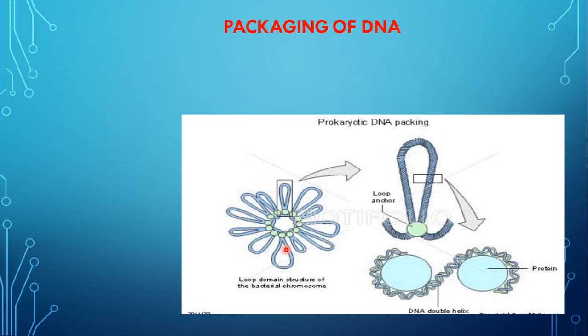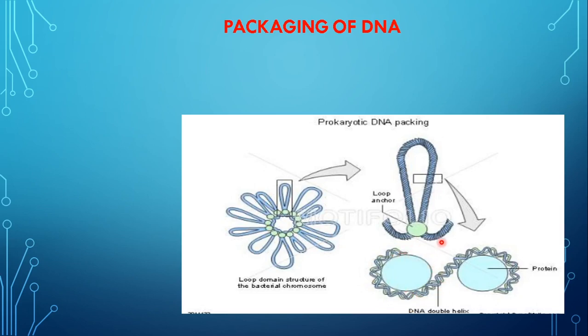The negatively charged DNA gets coiled, or wrapped, around the positively charged proteins, as you can see here. These are the positively charged proteins around which the DNA gets coiled. Due to opposite charges, what happens? They can remain together. So consequently, the whole DNA structure gets compressed.